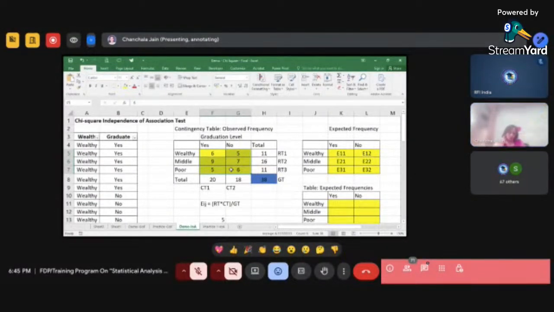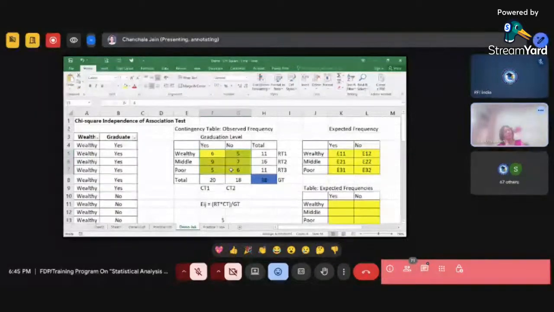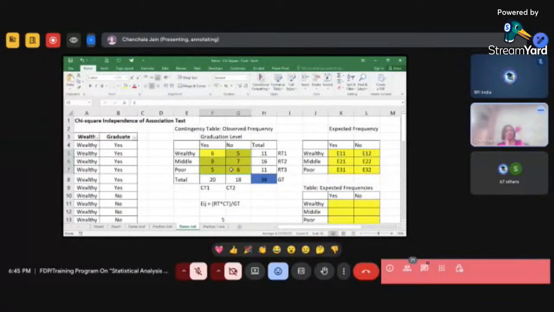1, 2, 3, 4, 5, 6. 6. Very good. I am having 6 observed frequencies. So how many expected frequencies do I need to calculate? It is 6. Whatever number of observed frequencies I am having, the same number of expected frequencies I need to calculate. It is okay? Fine? Yes, ma'am.